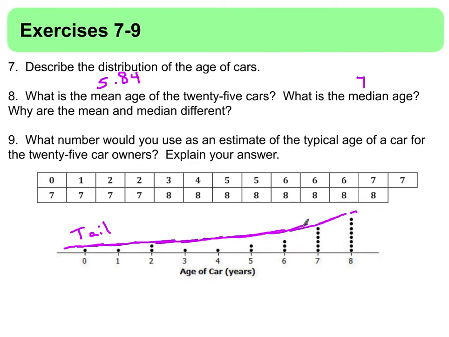So 9 says, what number would you use to estimate the typical age of a car for the 25 car owners? And so we would say the median would probably be the better estimate here, being that it's skewed data, and so we would go with median, and we would say approximately 7 would be the typical age for a car of these 25 car owners. And that's again based on choosing median because the data set itself is skewed.